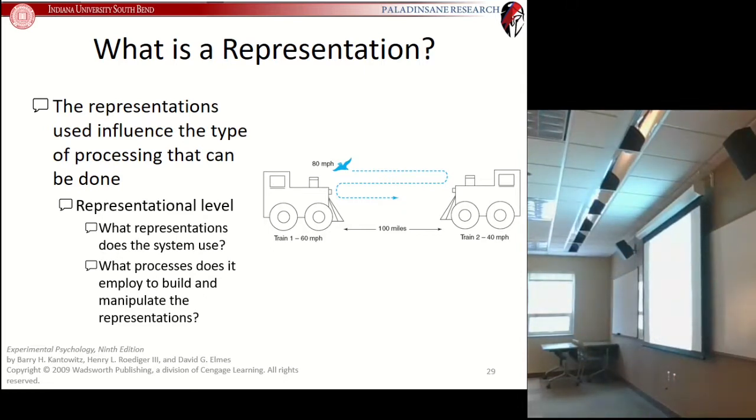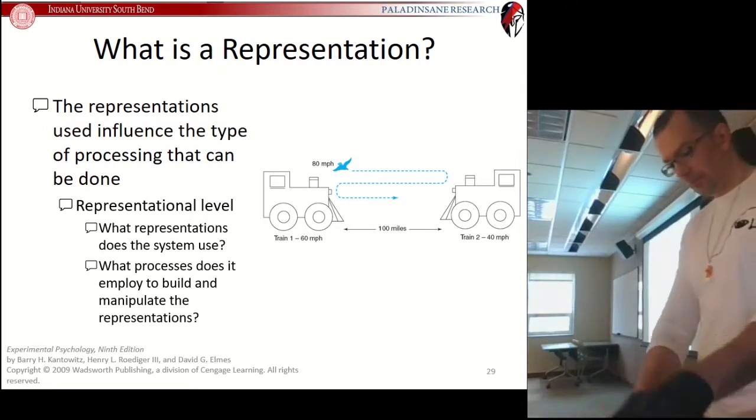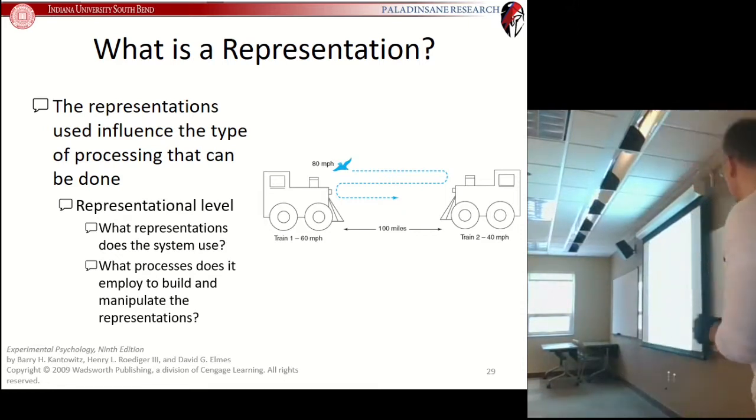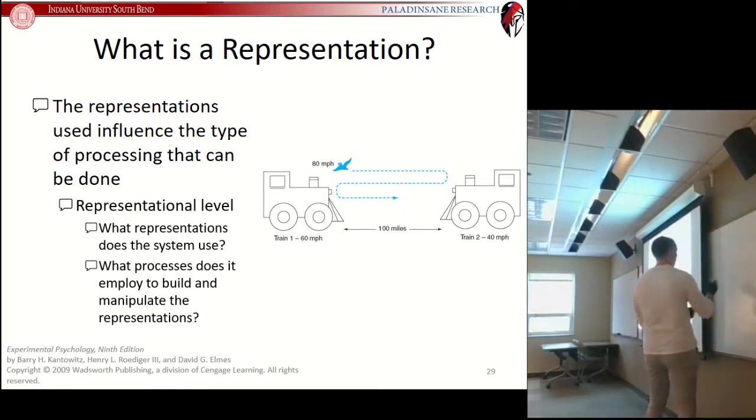Luckily. All right. So if you studied perception, there's a very famous illusion called the Mueller-Lyer illusion.